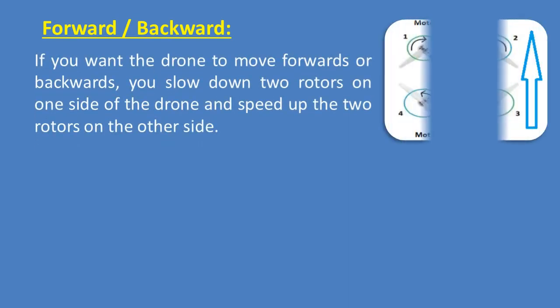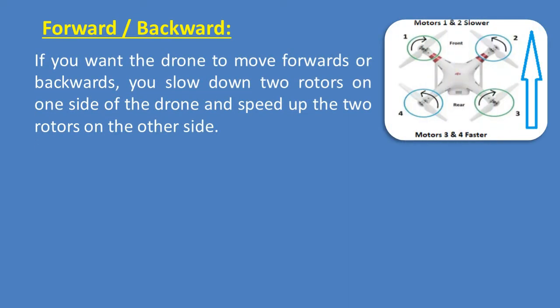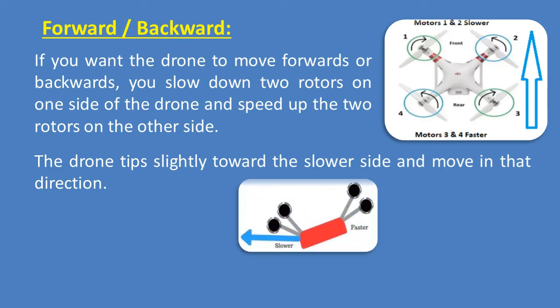Forward and backward. If you want the drone to move forward or backward, you slow down two motors on one side of the drone and speed up the two rotors on the other side. The example shown here, motor 1 and 2 are made slower, motor 3 and 4 are made to rotate faster, thereby the drone will move forward. The drone tips slightly towards the slower side and moves in that direction.